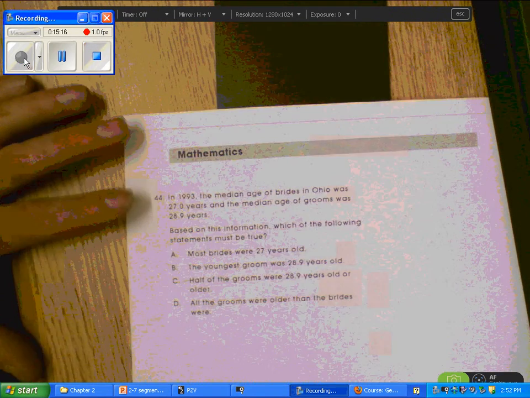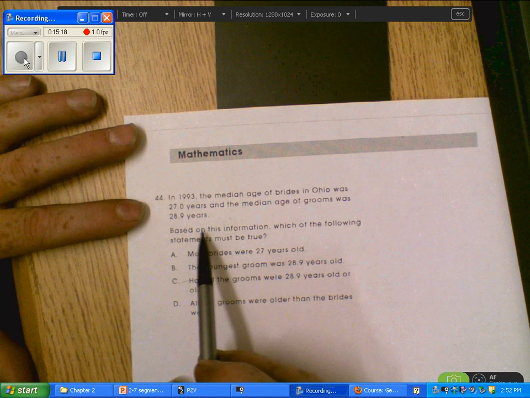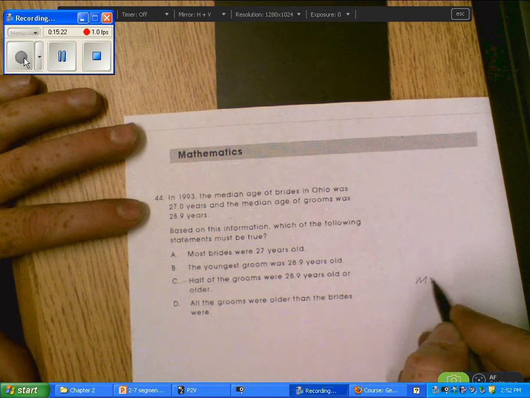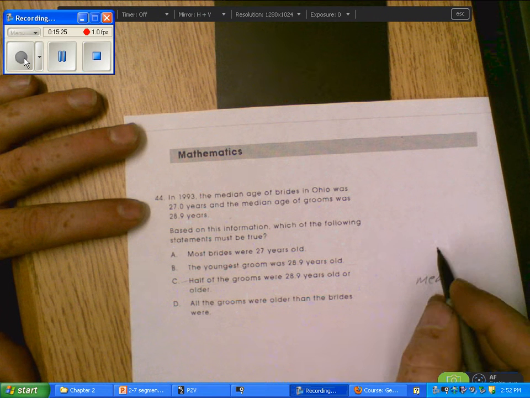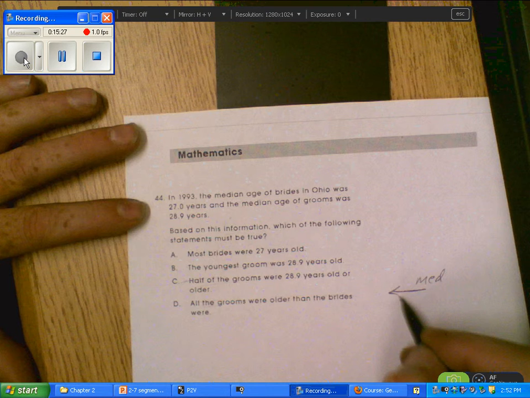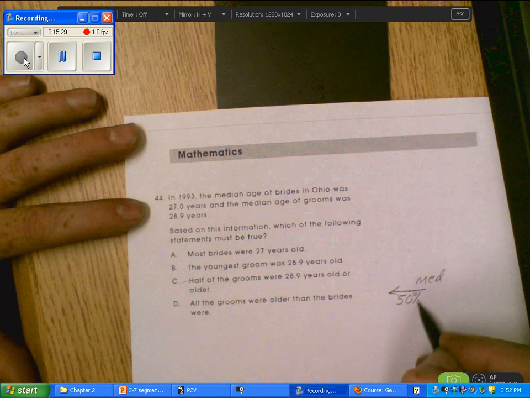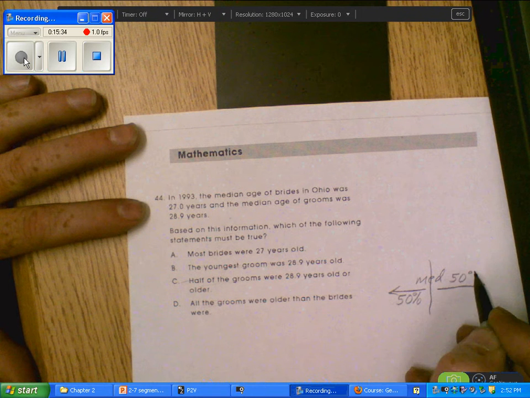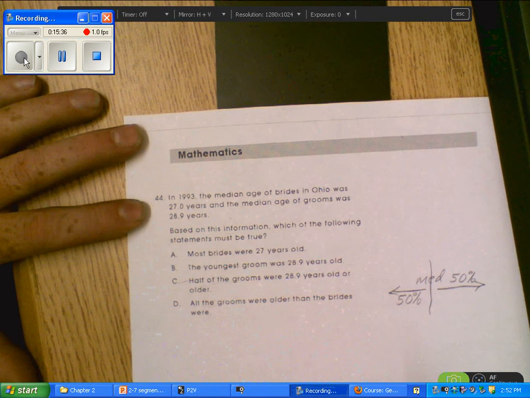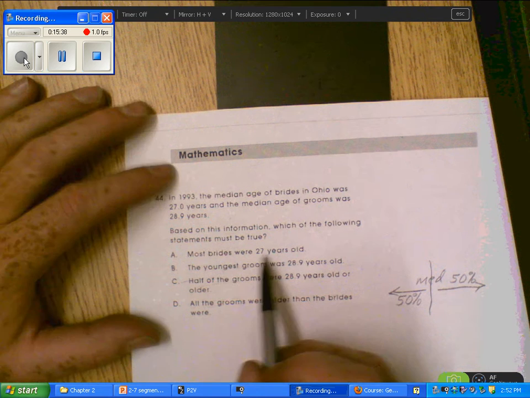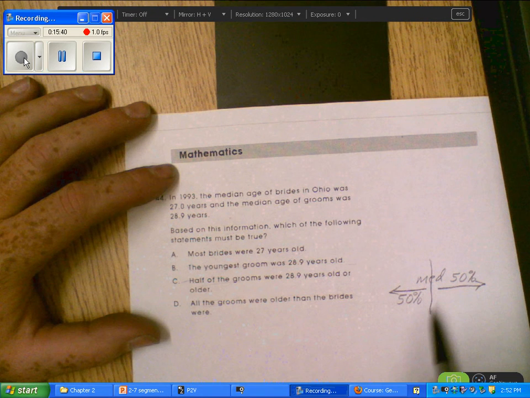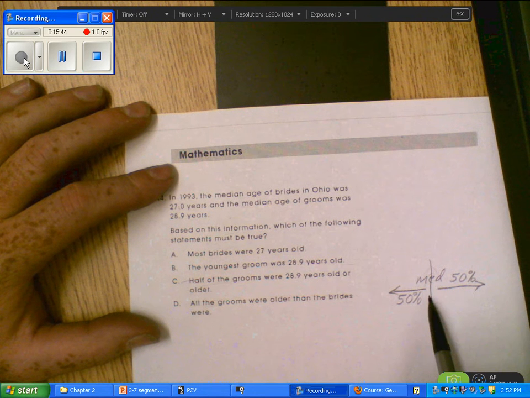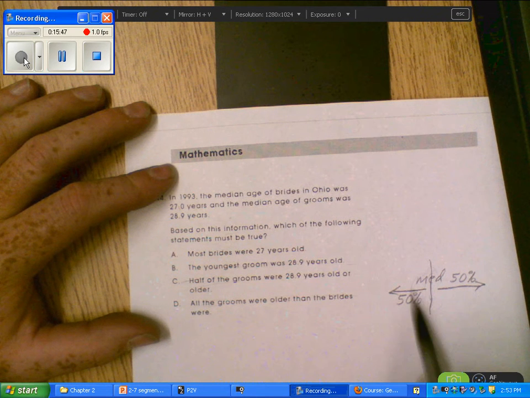All right, let's start this one over real quick. Based on the information, again, remember median. If you have the median of something, that means that 50% is on this side of the median, 50% is on that side of the median. So most brides were 27 years old. We don't know that for sure because that would be right in the middle. That doesn't necessarily mean that most all of them were at 27.